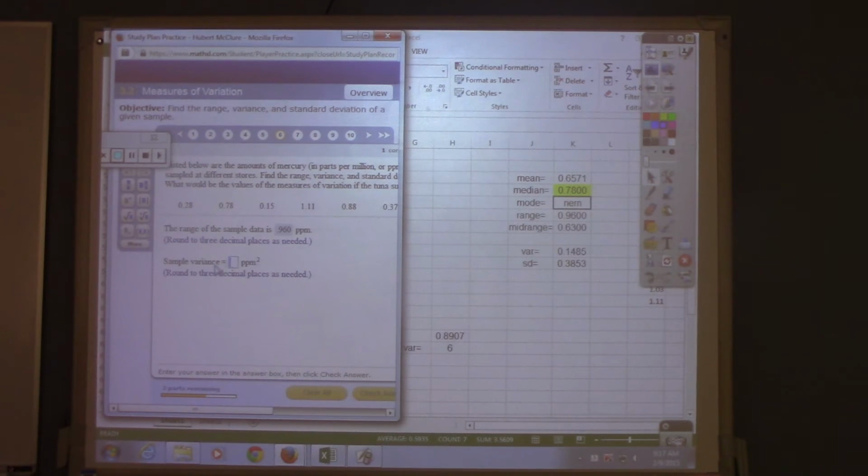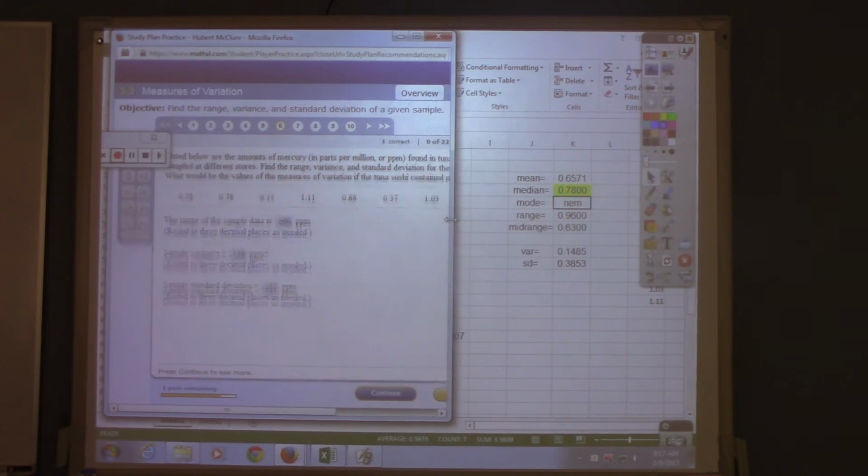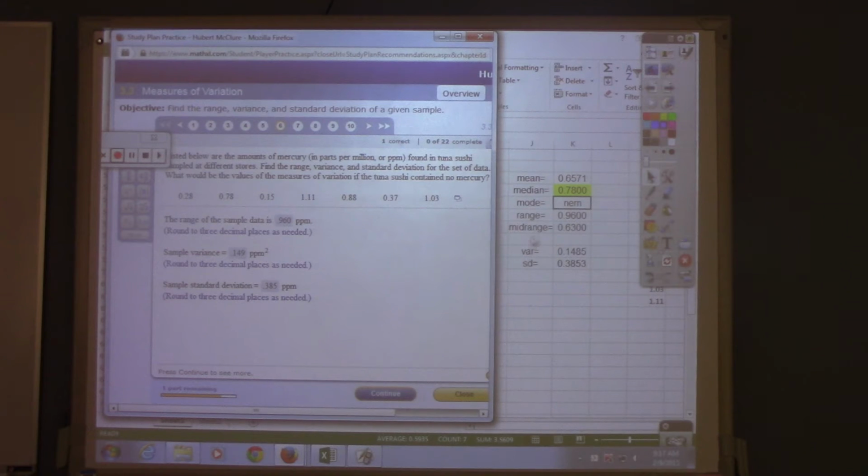Hey, I got a star. My variance is 0.149. Fantastic. Sample standard deviation is 0.385. So I'm confident in myself, so I don't have to put smokestacks on my truck. All right, so now, what's it going to ask now?